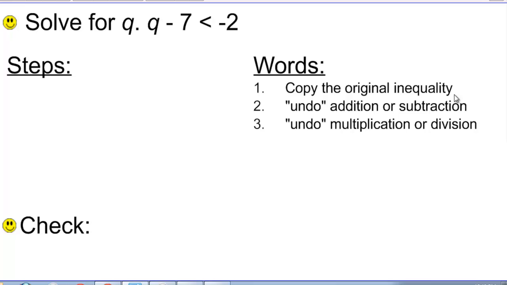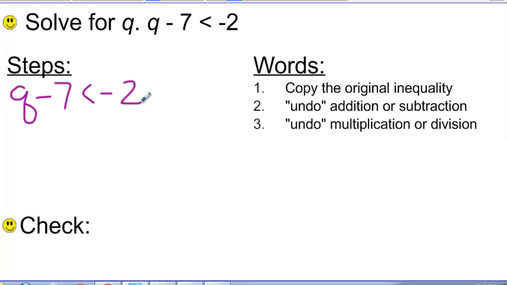Our steps are going to be very similar. We're going to copy the original inequality, and then we're going to undo addition or subtraction. Later on, we will also undo multiplication or division. That works a tiny bit differently, so we've made a second video for that. So today we're just going to be talking about addition or subtraction. So I'm going to copy down this inequality.